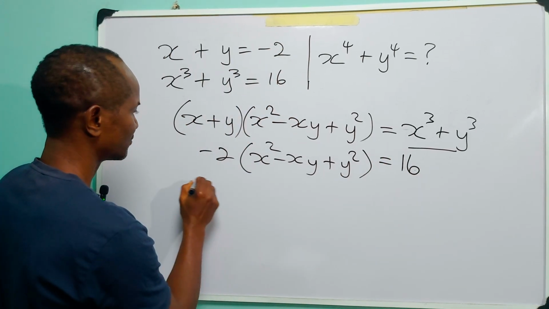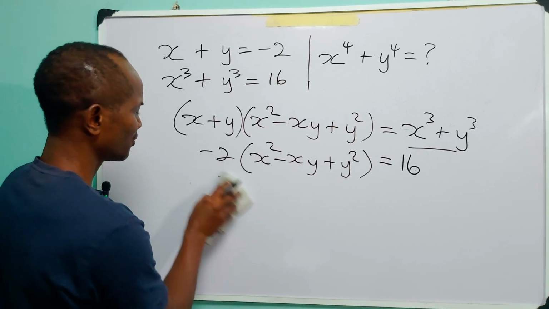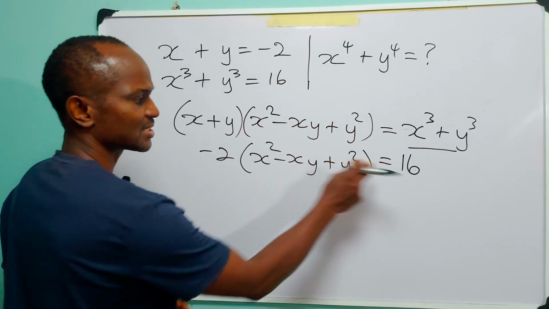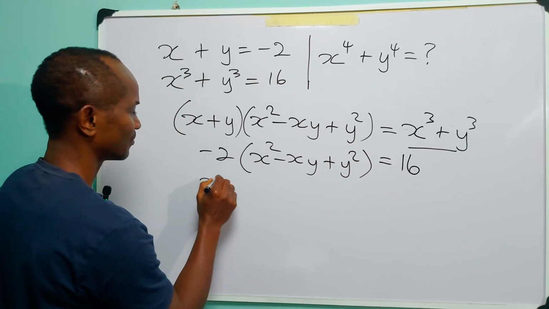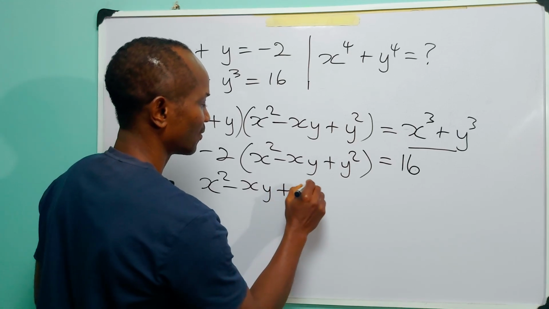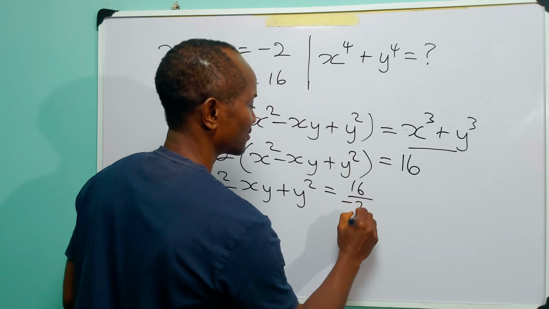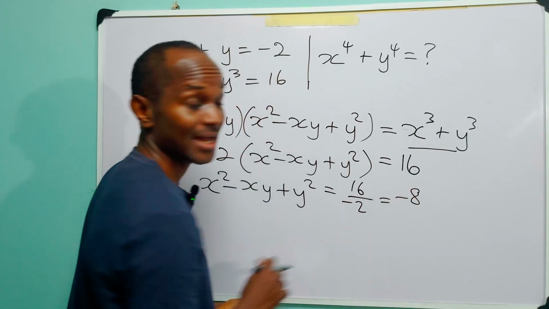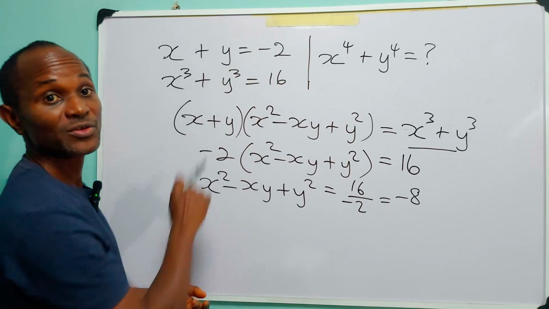Before we open the bracket, we can actually divide both sides of this equation by minus 2. So we have that x squared minus xy plus y squared is equal to 16 over minus 2, and of course that is equal to minus 8. Now here is where we consider the first equation.